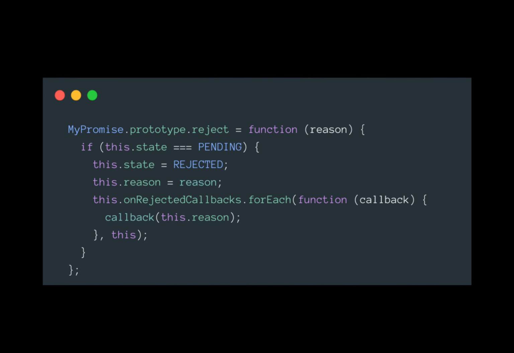Conversely, if the executor function is called with reject, the promise transitions to the rejected state. The rejection reason is set and all unrejected callbacks are triggered. This mechanism ensures proper handling of errors and rejections in the promise chain.